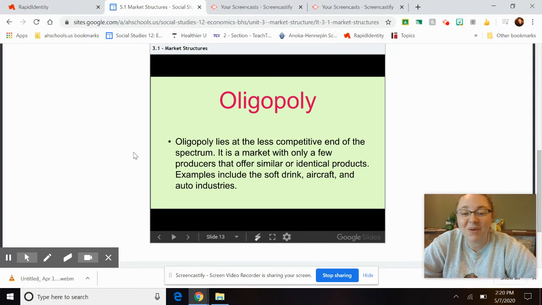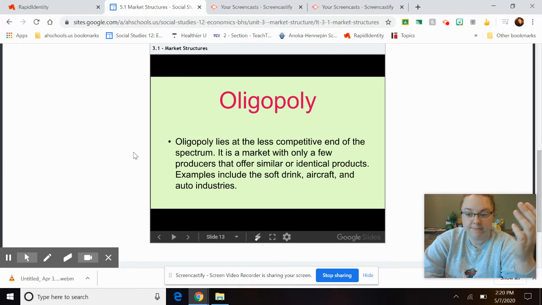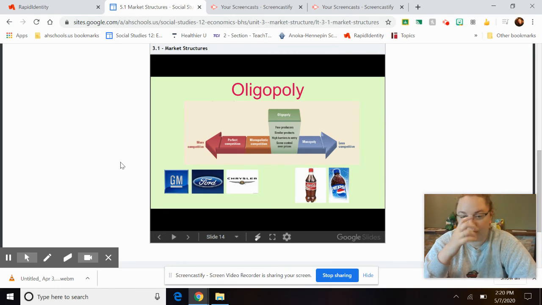Anyways, so oligopoly, it is a smaller market with few producers. An example would be a soft drink market, aircraft, the auto industry. Very few. The example I like to give is it usually has like 3 producers or less, sometimes 4, but not really, 3 or less. Very few producers, similar products.